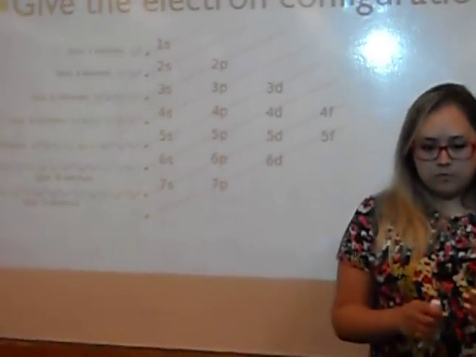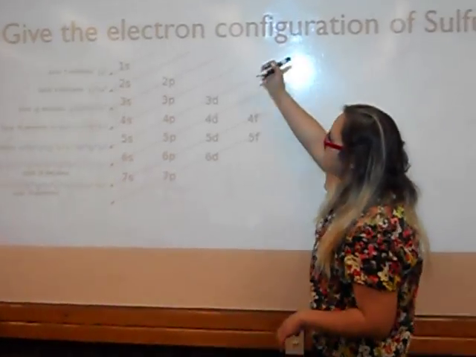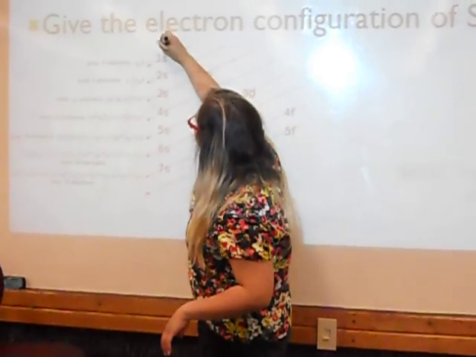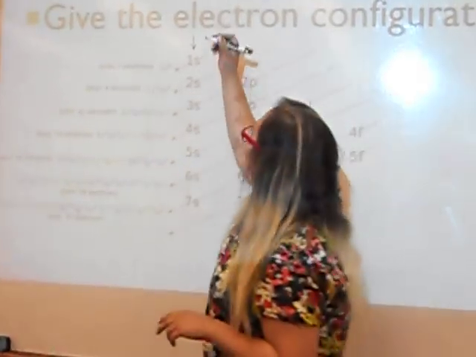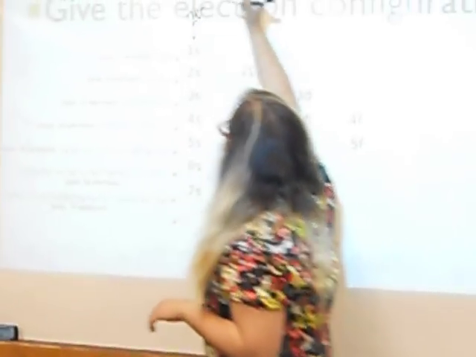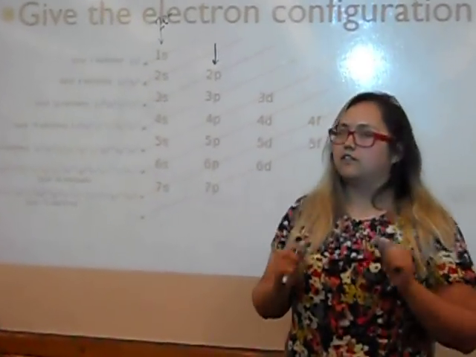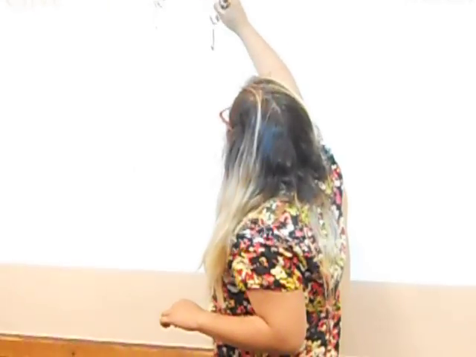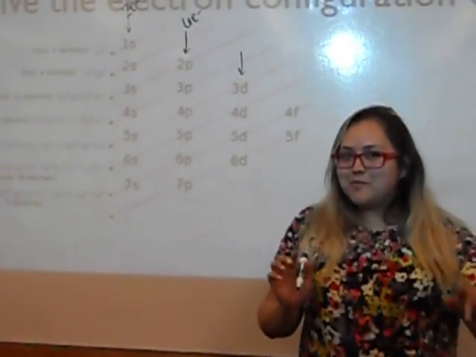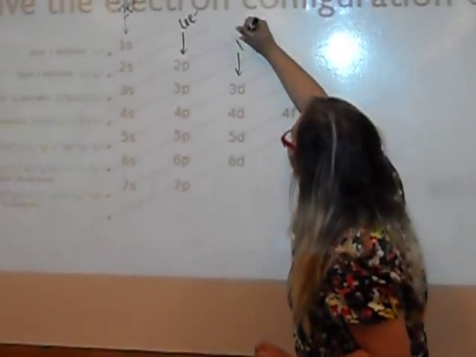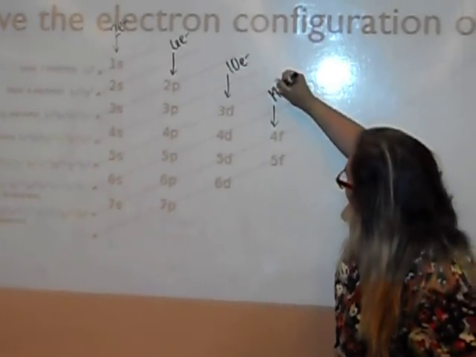One thing to point out is that all these s orbitals, the max number of electrons in an s orbital is 2. And then in a p orbital, the max number that can fill into a p subshell is 6 electrons. For a d, we know it's 10 electrons, and the f is 14 electrons.